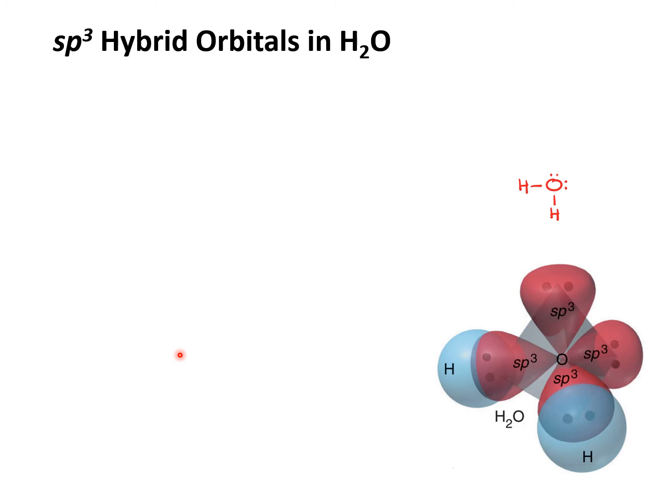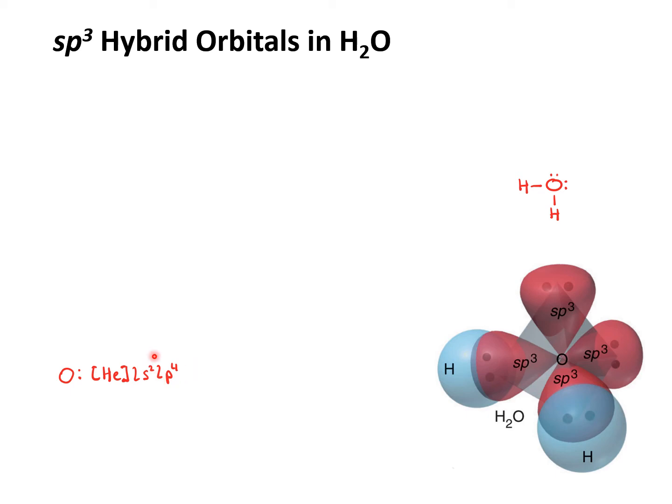In this example, we look at the bonding in water, or H2O. Here we have the Lewis structure for water, as well as its 3D model. The next step is to write the electron configuration for oxygen, which we know is located in group 16 of the periodic table. And looking at the periodic table, we can write the electron configuration as helium 2s2 2p4. So we see that oxygen has 6 valence electrons.